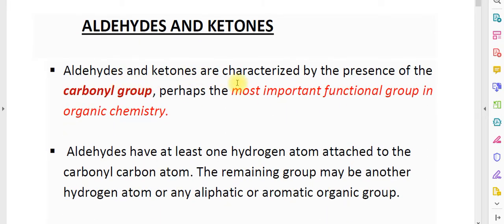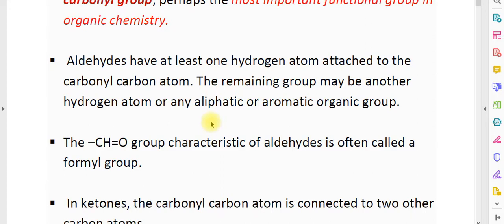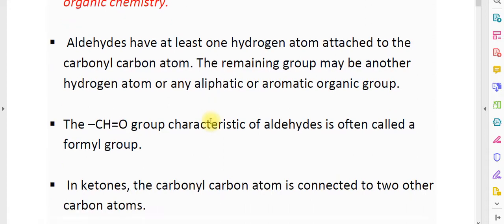We know that aldehydes and ketones consist of a carbonyl group, which is the most important functional group in organic chemistry. In an aldehyde, the carbonyl carbon is attached to one hydrogen atom and also to another carbon atom. But in the case of a ketone, the carbonyl carbon is attached to two other carbon atoms. In the aldehyde, the carbonyl carbon is attached to one hydrogen atom and to one other group. It may be an aromatic or aliphatic group.